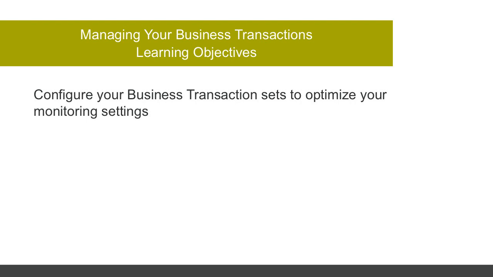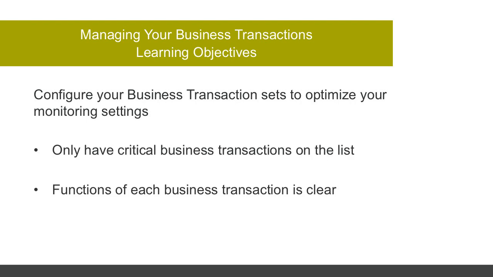settings. What do we mean by optimizing? We are going to modify the business transaction sets so you only have the critical business transactions visible, so that everyone can easily find the business transactions that are of interest to them.